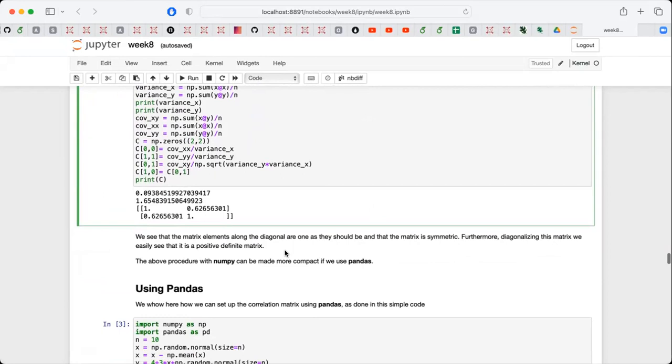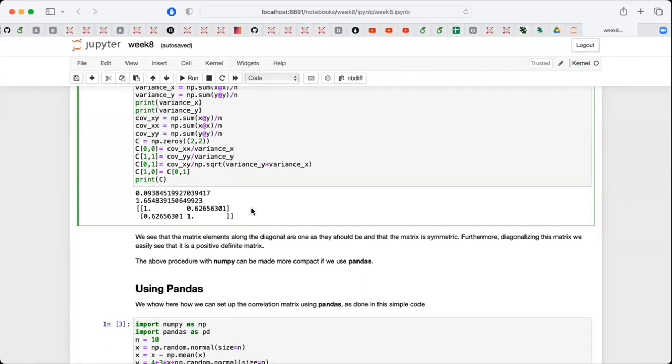And you see now that the matrix elements along the diagonals are ones, as they should be, and that the matrix is actually symmetric. And it's pretty easy to see that when you diagonalize the matrix, this matrix is going to be a positive definite matrix.